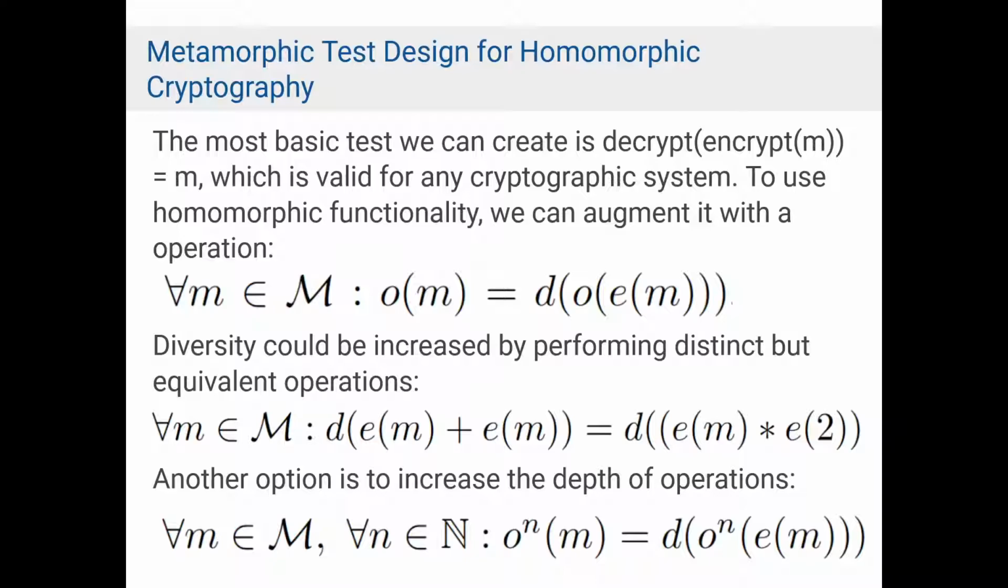the outputs are equal. We could then maybe say we want to increase diversity, and instead of performing one operation on both sides of the equality, we could actually perform distinct but equivalent operations. So in this example, adding M to M and multiplying M by 2, assuming that M represents a number. Another option is to simply increase the depth of operations.